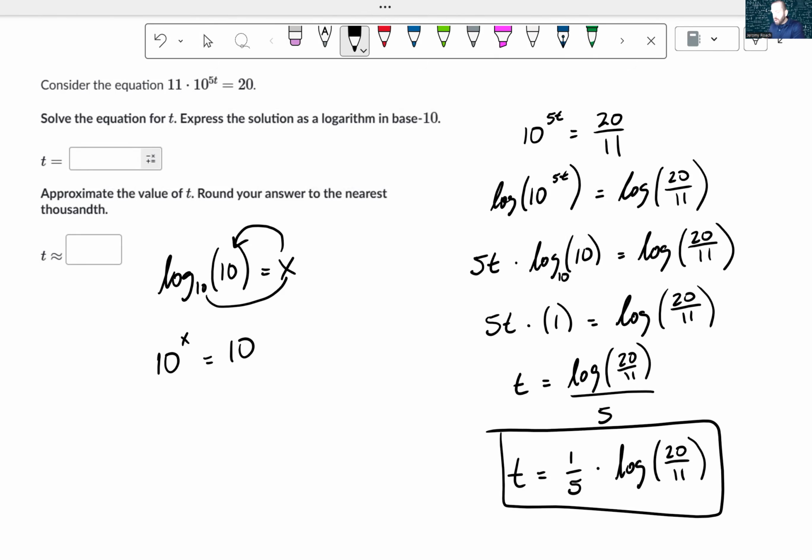Okay, and then it says to approximate the value. That's the second part. So I would solve the log 20 over 11 first, and then just make sure to close those parentheses on your calculator. I think that's probably the most helpful thing to do, just in case. So we get about 0.25963 for what log 20 over 11 is. Then we're going to times that by 1/5 or divide by 5. That's the same thing.